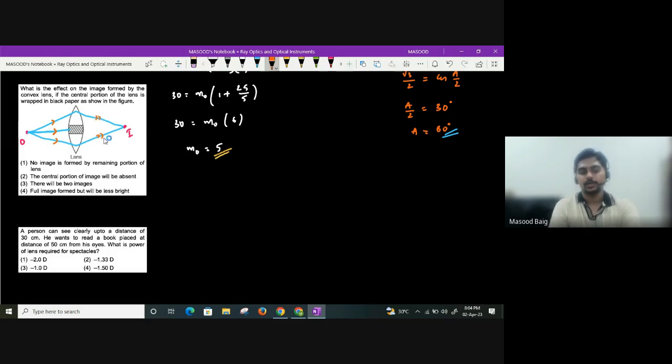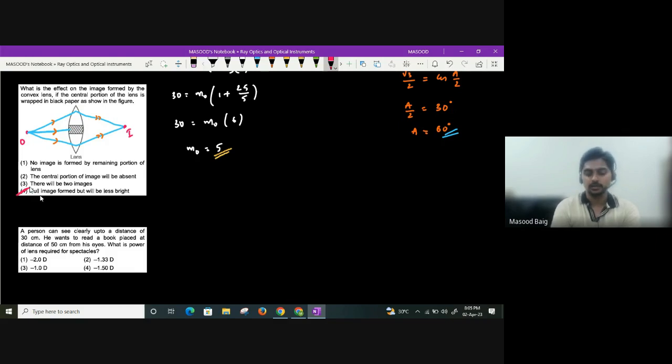Now please tell me, if there was no black paper at the central portion, you would have had one more light ray like this. So more light rays would have reached point I. More light rays reaching means a brighter image, guys. But here, because the central part of the lens is wrapped with black paper, although the image will be formed, the number of refracted rays will be lesser now. So the brightness, the intensity of the image will be lesser. So will the image be formed? Yes, definitely, guys. The full image will be formed, but it will be less bright.